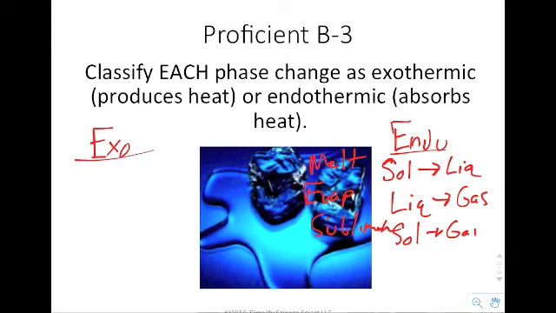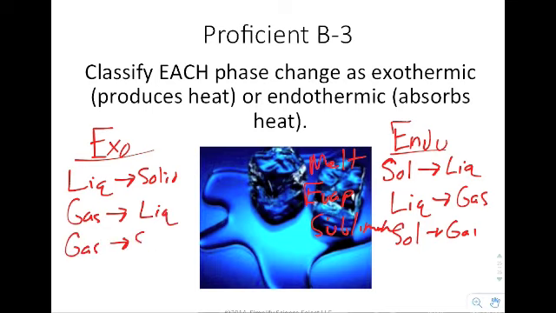Okay, so we can do the exact opposite for exothermic. So if we just reverse those, now we can say liquid to solid is exo. We can say that gas to liquid is exo. We can say that a gas to a solid is exo. Because in this case, you're forming bonds, and forming bonds releases energy. So because of that, we can say that this is freezing. We can say that this is condensation. And we can say that this is deposition. Okay, those right there are examples of exo and endothermic phase changes.